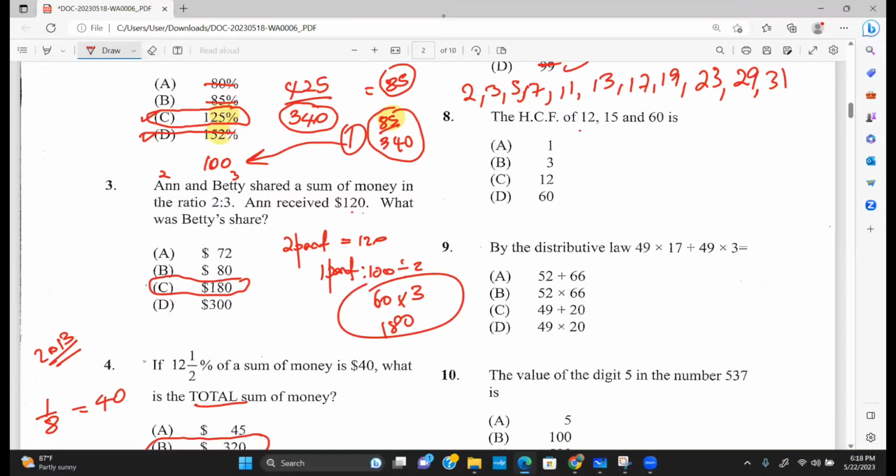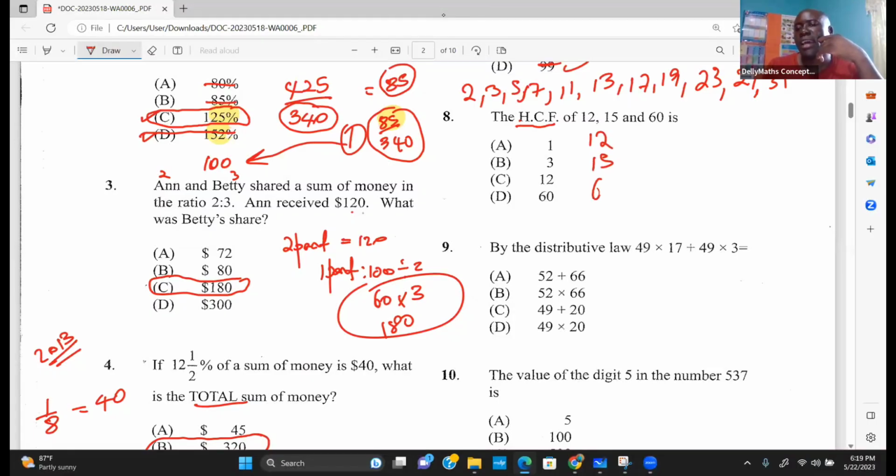All right, let me talk to Kevin. Kevin, what did you say? Sir, I said 60, sir. Yeah, man, but the key word here is what? The highest common factor. Yes, factors. So they want the highest common factor of 12, 15, and 6. The highest common factor cannot be bigger than 12 or 15.